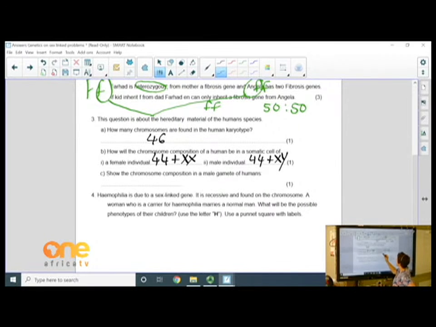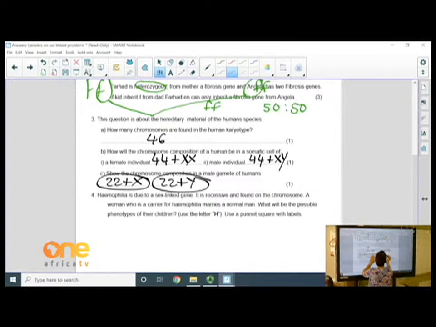In the gamete, it will look like this. 22 plus X is one of the male gametes, or 22 plus Y. So a male gamete has two options to divide. Just to conclude, the female gamete will look like this. 22 plus X. 22 plus X.